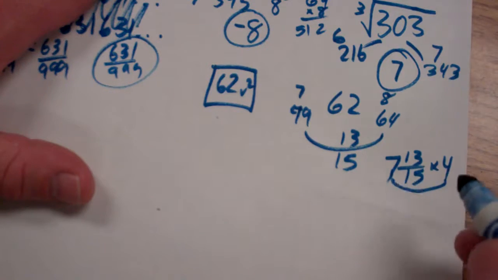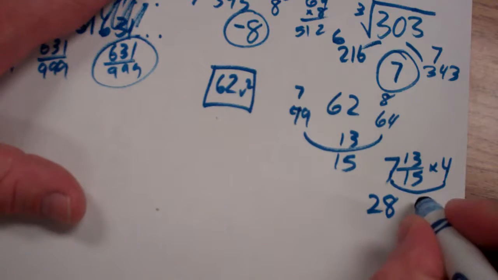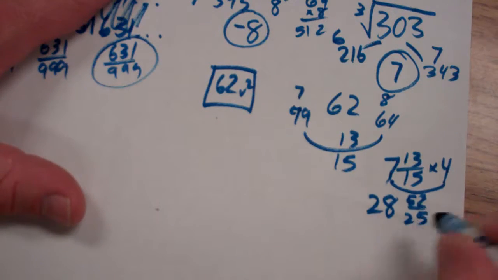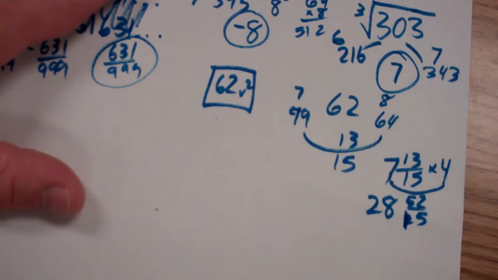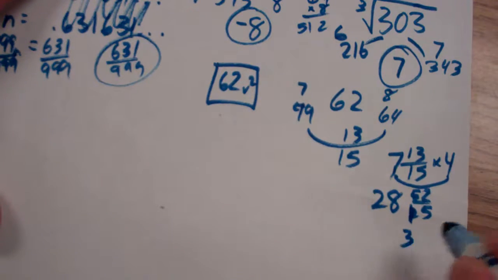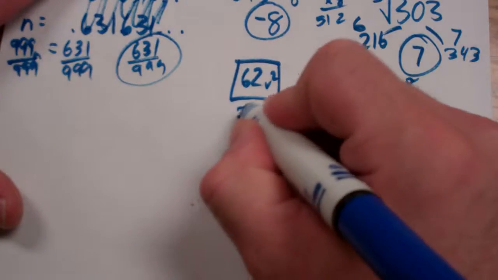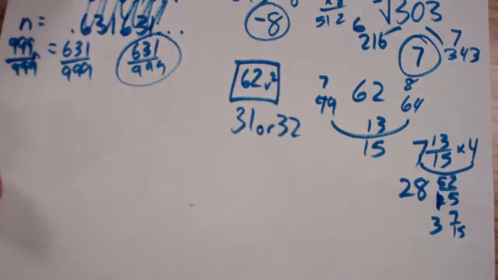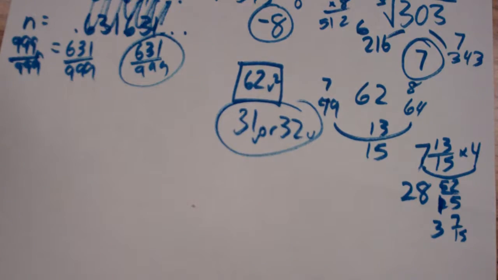I'm going to use my distributive property. 7 4s, or 4 7s I guess I should say. It's 28. And then I would have 52 15ths, sorry. So when I do that, I'm going to get 3 and 7 15ths, so it's really close to the middle. 28 and 3 is 31, and 7 15ths, so 31 or 32 because it's right there in the middle. We'd actually have to work that out a little bit more precisely to get whether it actually rounds to 31 or 32. All right.